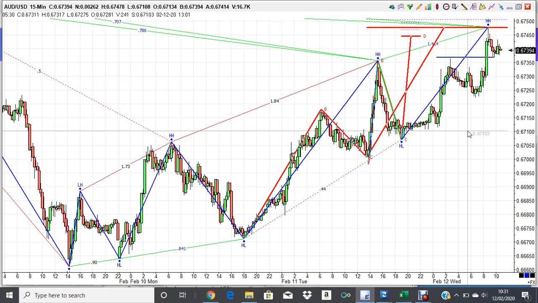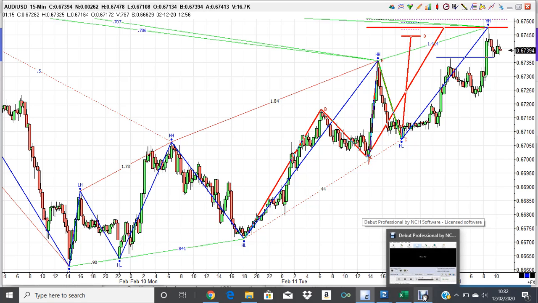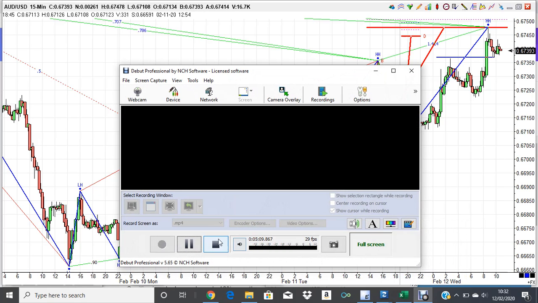But okay, so that's what I'm seeing on the Australian dollar. So take care and good luck with your trading, folks.